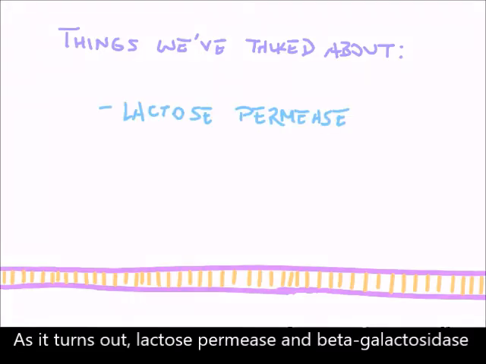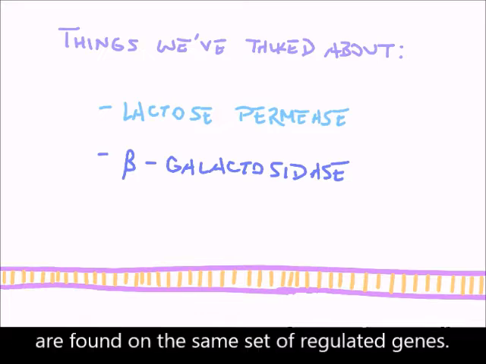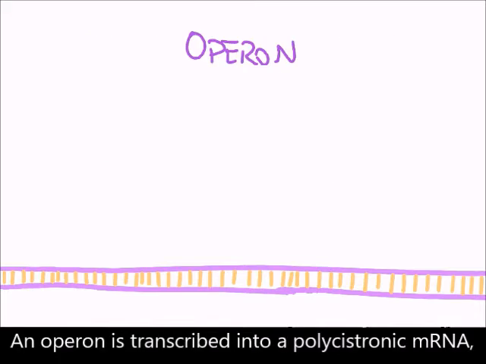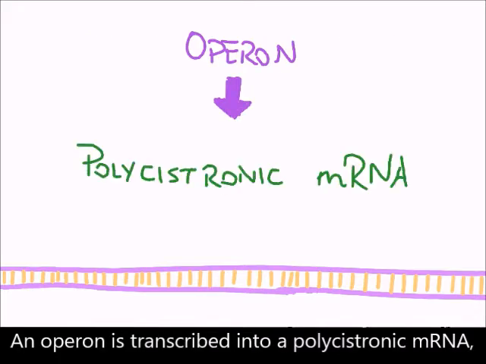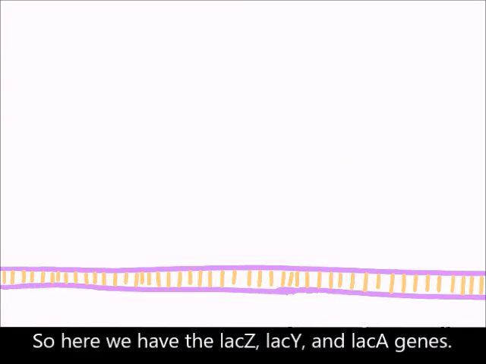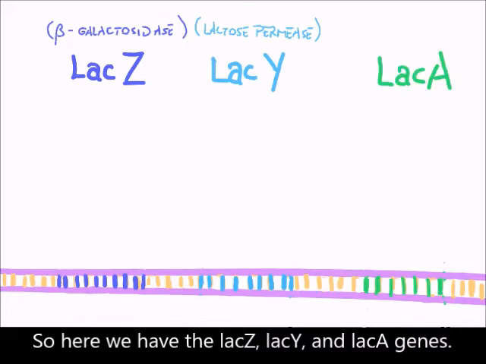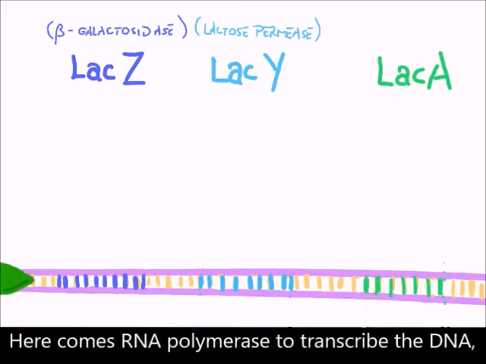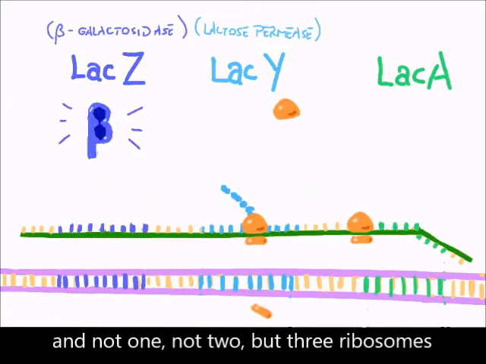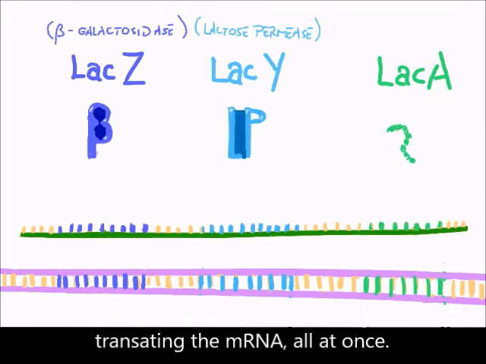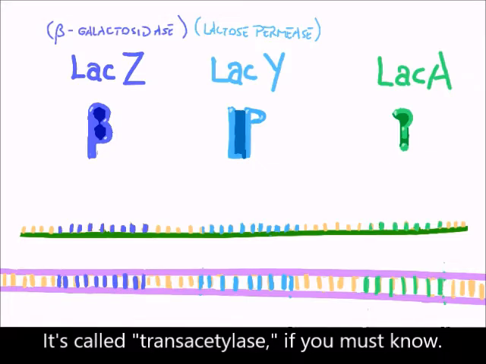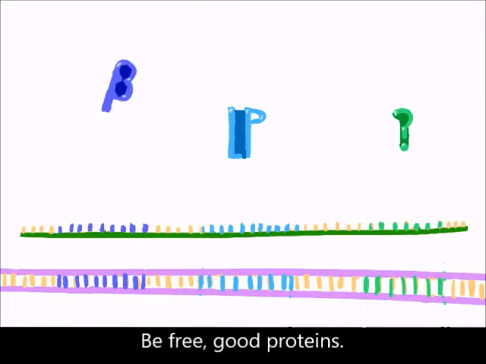As it turns out, lactose permease and beta-galactosidase are found on the same set of regulated genes. This is what's known as an operon. An operon is transcribed into a polycistronic mRNA, which means, actually, you know what, let's find out. So here we have the LAC-Z, LAC-Y, and LAC-A genes. Here comes RNA polymerase to transcribe the DNA, okay good, and not one, not two, but three ribosomes translating the mRNA all at once. And no, we really don't know what the LAC-A protein actually does. It's called transacetylase if you must know. Be free, good proteins.